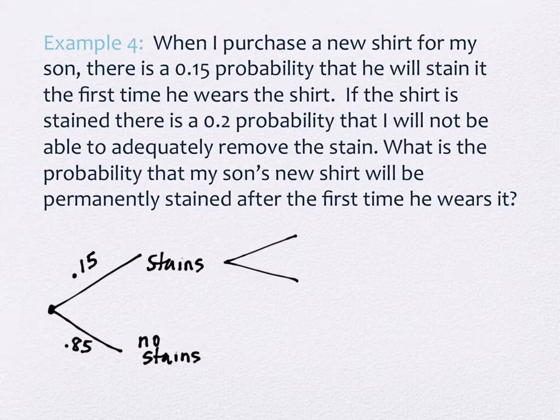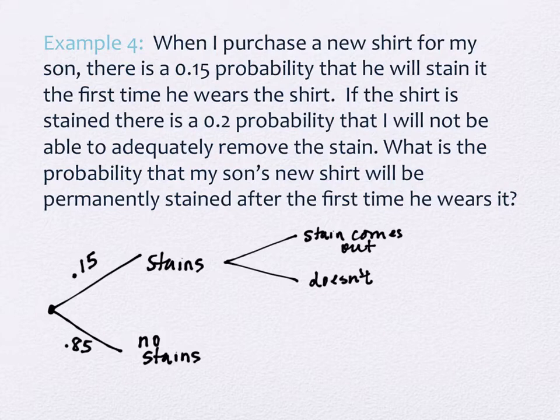So if we stain treat it, we have 2 options. Either the stain comes out, or I'm just going to say it doesn't, right? It is permanently stained. All right, so there's a 0.2 in the problem here. Where does that 0.2 go along these branches? Where the stain comes out?